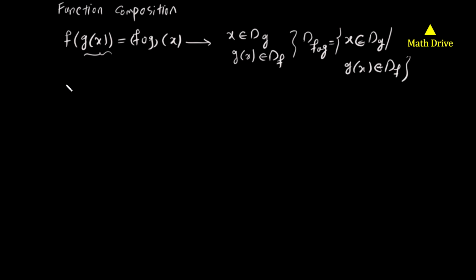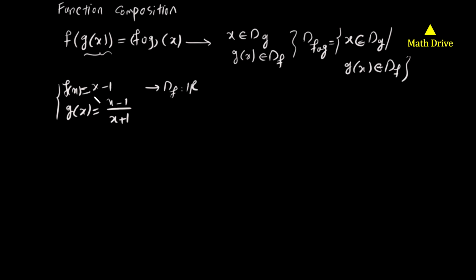Now let's take a look at one example. Suppose that f(x) is equal to x minus 1 and g(x) is equal to (x minus 1) over (x plus 1). We want to calculate f∘g and g∘f and the domain. First, we need to see the domain and the range of f and g. So the domain of f is equal to R.